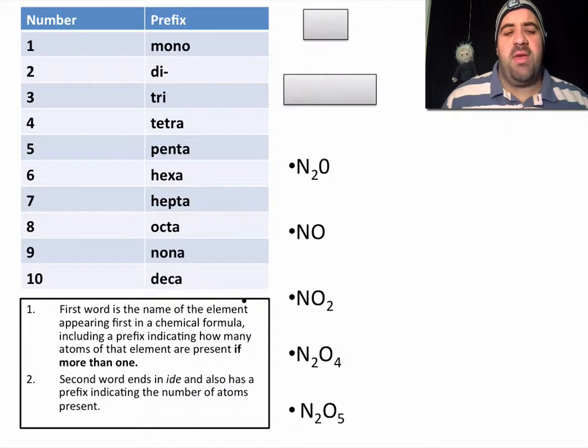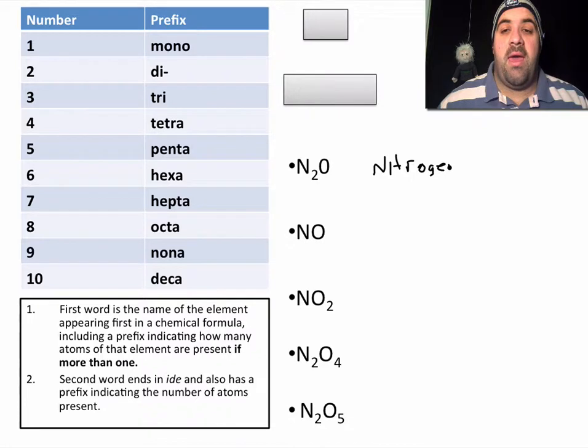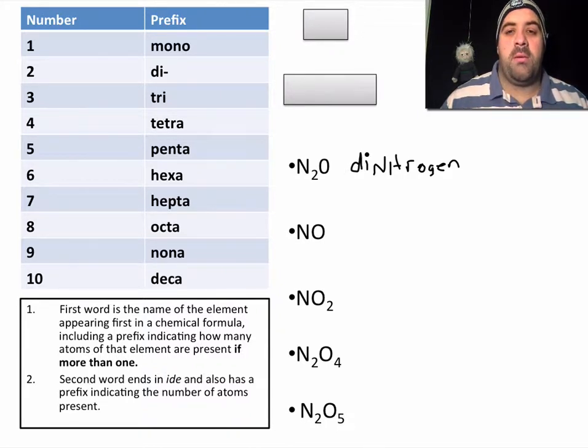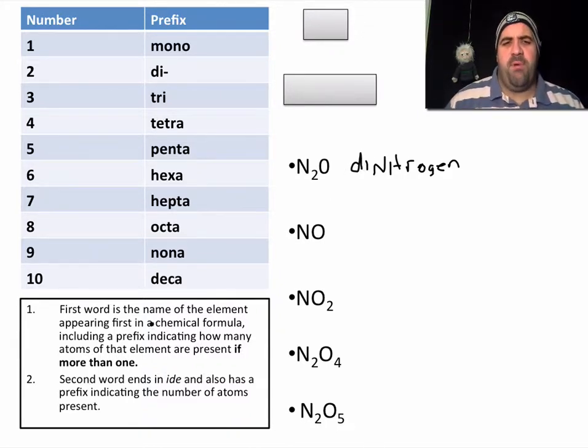First word is the name of the element appearing first in a chemical formula, including a prefix indicating how many atoms of that element are present, if more than one. So the first word is the name of the element appearing first. The first appearing element is nitrogen, and we have to put a prefix indicating how many atoms are present. The prefix we're going to use in this case is di, because there's 2 nitrogen. So we're going to call that dinitrogen.